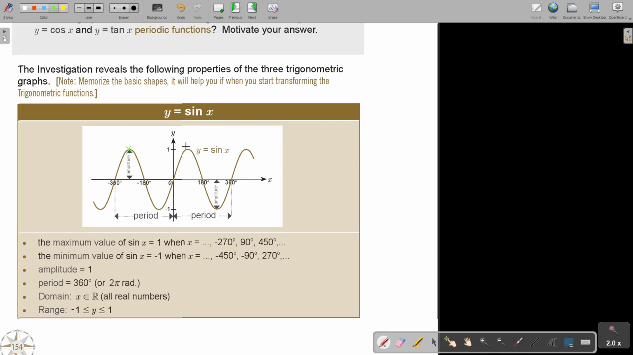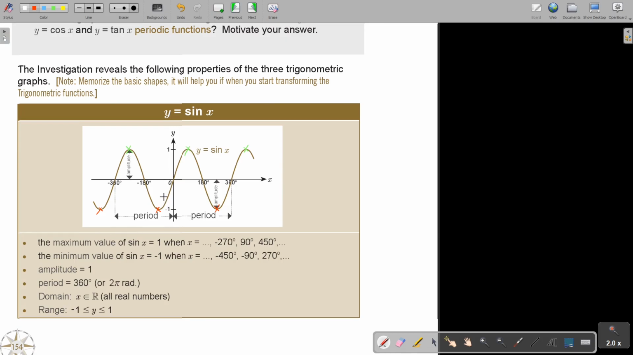It's there, and it can go on. But in this case, it was 270, 90, 450. And the minimum values, where were the minimum values? There, even there. So negative 450, 90, and 270. The amplitude is 1, because can you remember, it's half of that difference. So it's 1 minus negative 1, so it will be 2 divided by 2, which will give you 1.